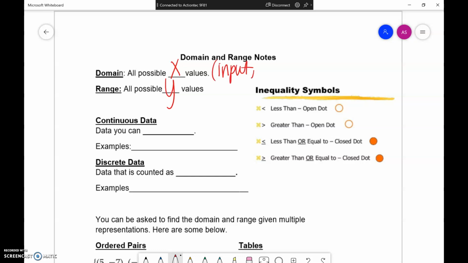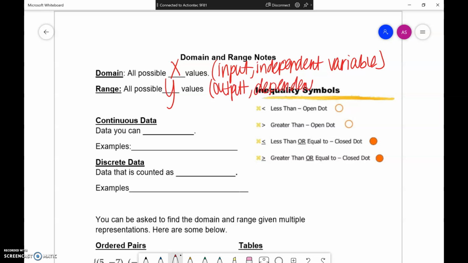You've seen input and you probably have seen independent variable before. And then range would be output, dependent variable, and that's that. Okay, so in a question they can ask you to find the domain, they can ask you what's the input, they can ask what's the independent variable. They're asking you the same question, so these words are synonyms.